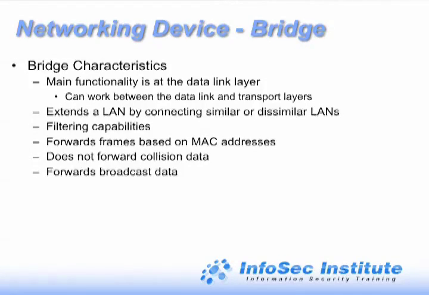What's the difference between collision and broadcast data? Broadcast data would be, for example, when the subnet, or basically it tells people that this network is looking for these specific systems. Okay. With collision, it's going to be bouncing off each other.